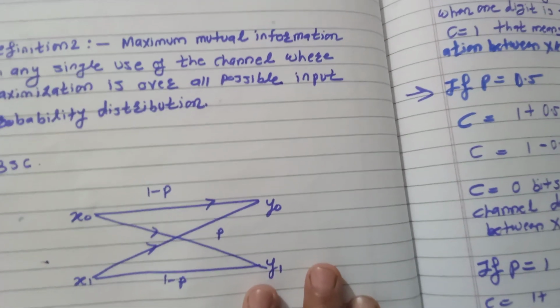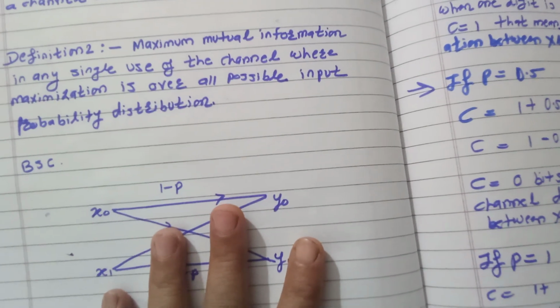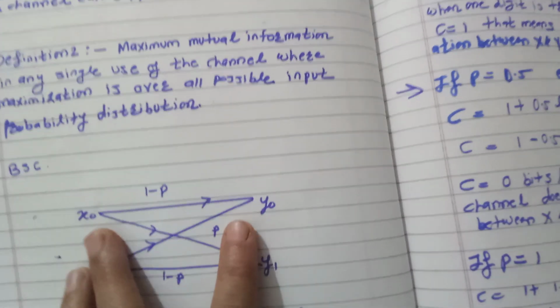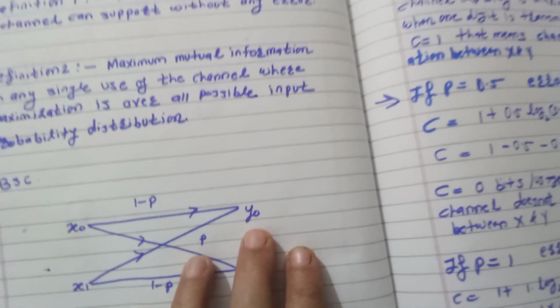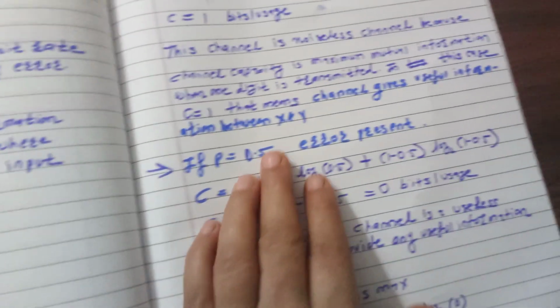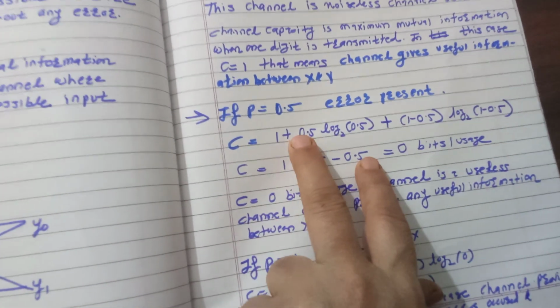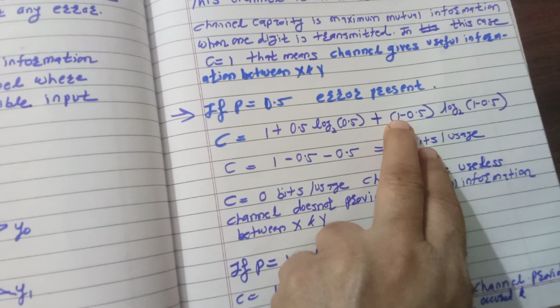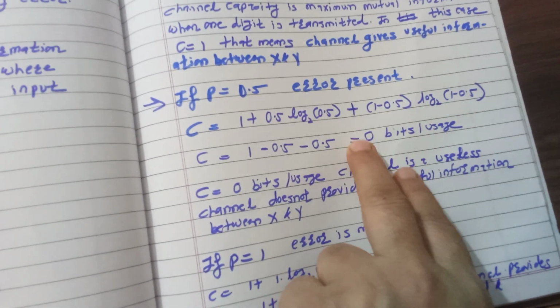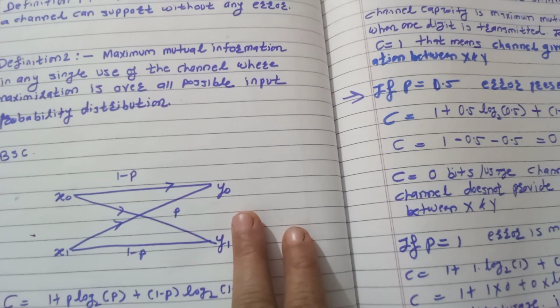That means this channel is providing information about X naught when Y naught is received, that there is a correct reception. Next, if P equal to 0.5, that is, error is present. So this P equal to 0.5. Again we put that value: 1 plus 0.5 log 0.5, 1 minus 0.5 log 1 minus 0.5. So you are getting capacity equal to 0. So if P equal to 0.5, that means the capacity you are getting is 0.